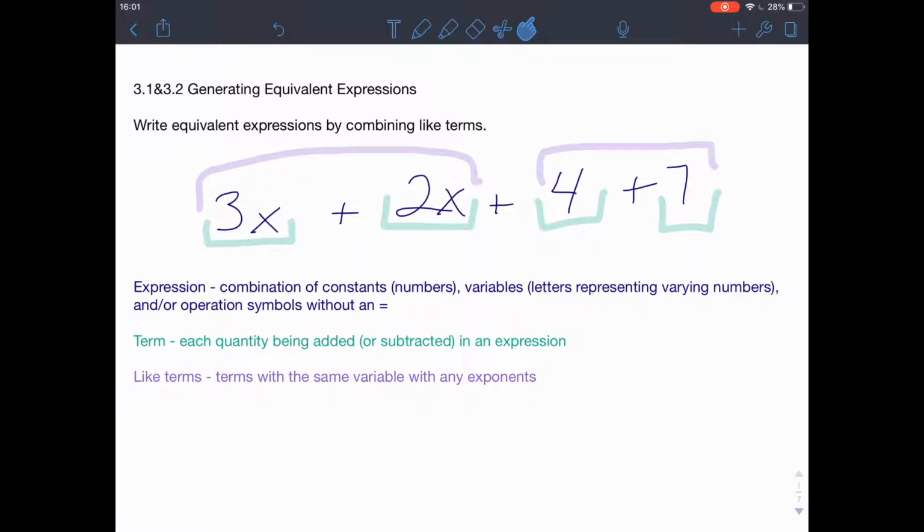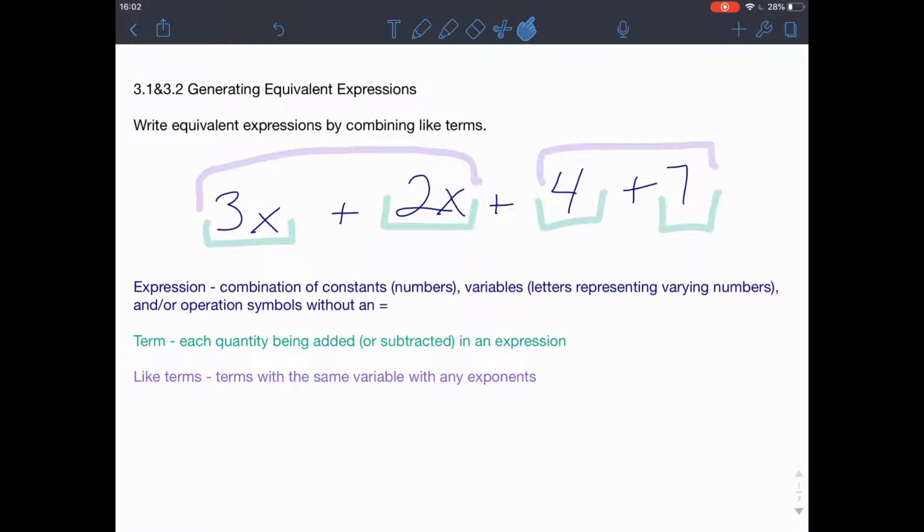An expression might not have all of the things listed below. It could just be variables, or it could be regular numbers, even without operation symbols. The things that we find inside of our expression are called terms. Those are the quantities that are being added or subtracted in an expression.